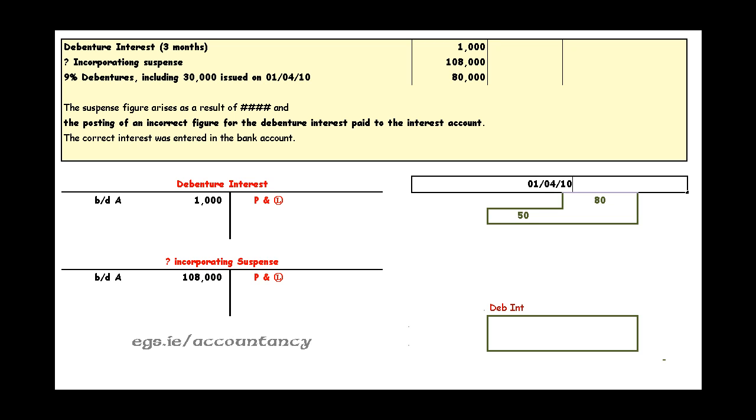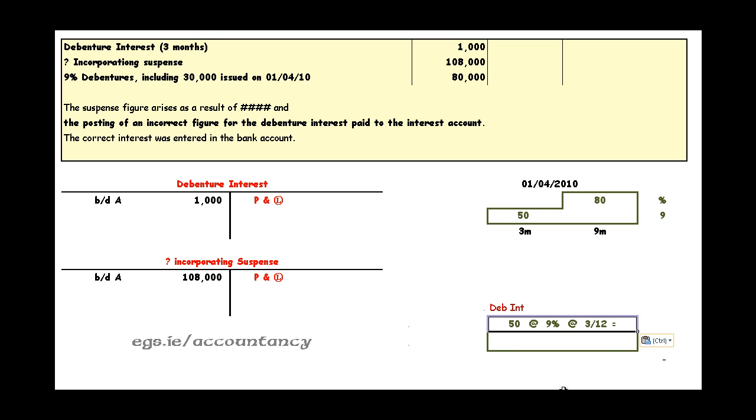So from that, we can calculate that we had the BD starting figure for 3 months and the CD ending figure for 9 months. We are also given the debenture interest rate is 9%. Now we have all we need to calculate our missing figures. We had 50,000 worth of debentures earning 9% for 3 of 12 months, and then we had 80,000 worth of debentures earning 9% for the remaining 9 of 12 months. This calculates out our debenture interest for the year, in other words, our P&L figure.